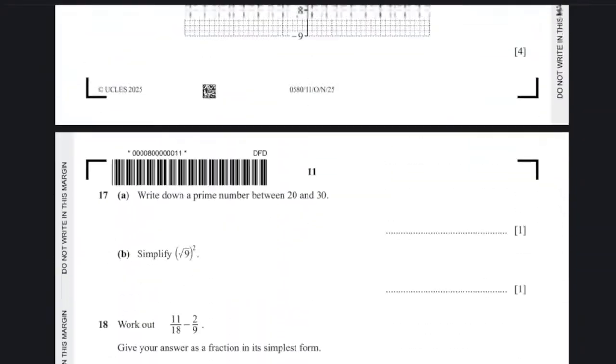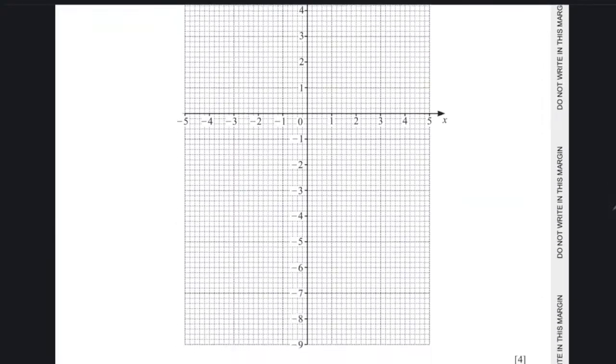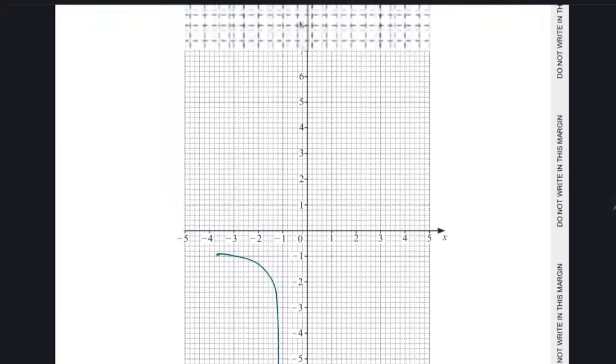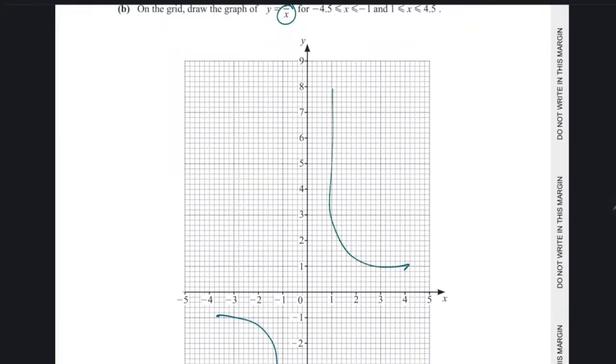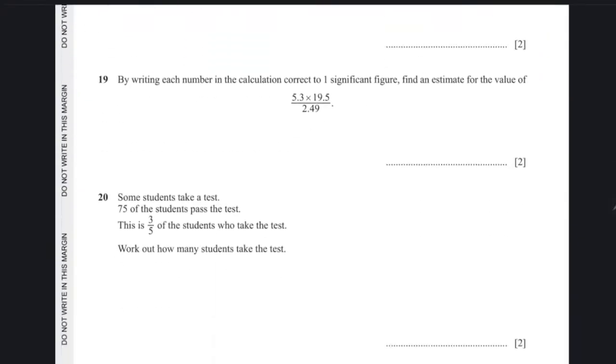These graphs you can do. If x is in the denominator like this, I expect you to get a graph where there's one part here and another part there. Are we together?